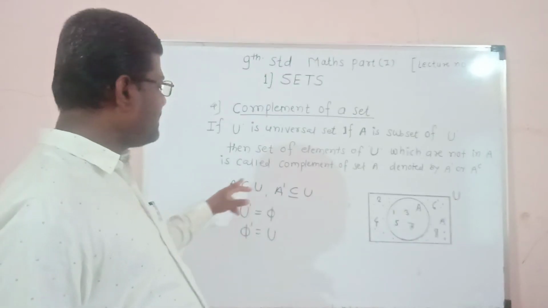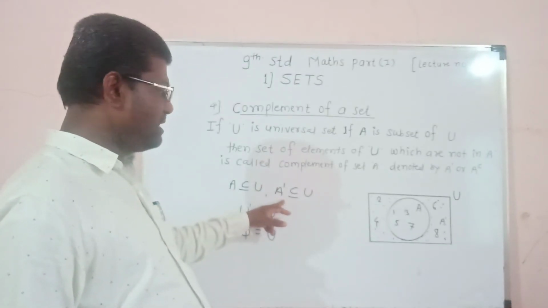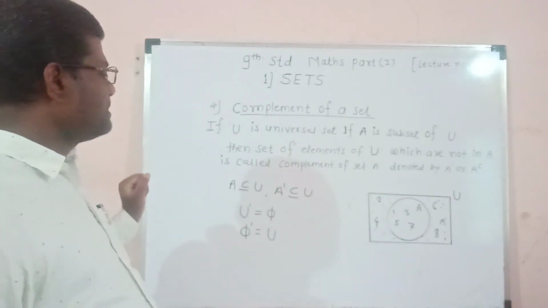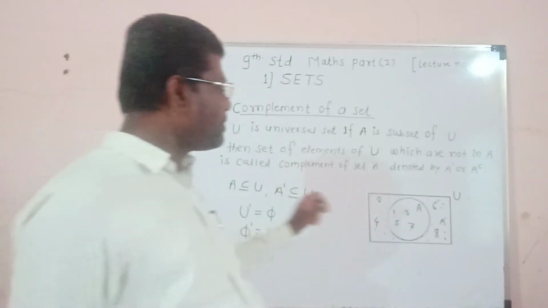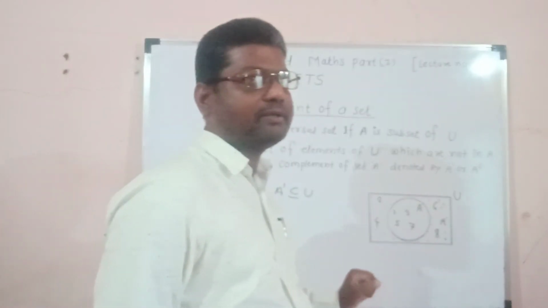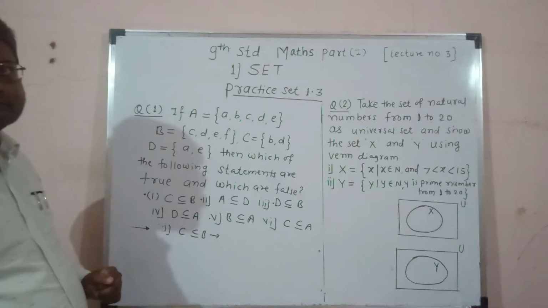Any set and its complement both are subsets of the universal set, and there is no common element between the set and its complement.